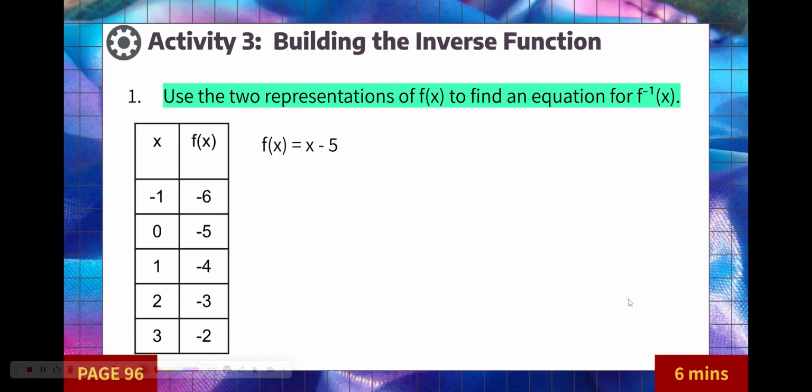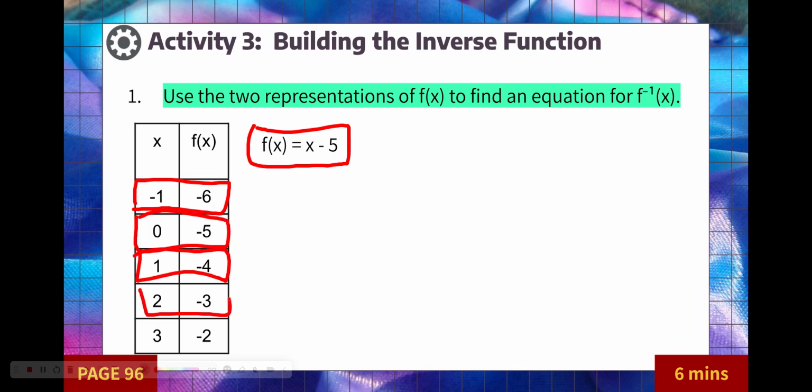So let's begin. Now, with this activity, I hope you will understand how to build an inverse function. Use the two representations of f of x to find an equation for the inverse of f. So given this equation, if you're gonna plug it in Desmos, that's fine. However, I provided you the table. Look at that. Now, inverse is basically switching them up in their position. So your x will be your y, and your y will be your x. As simple as that.